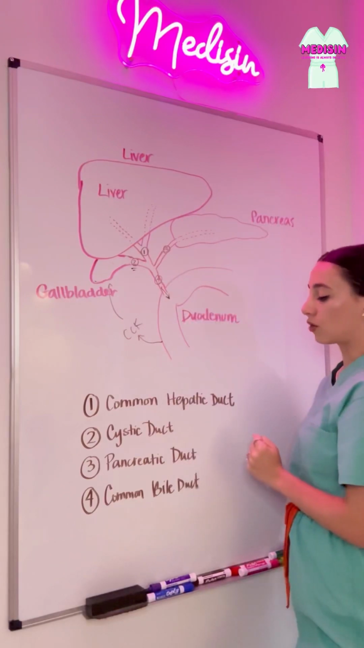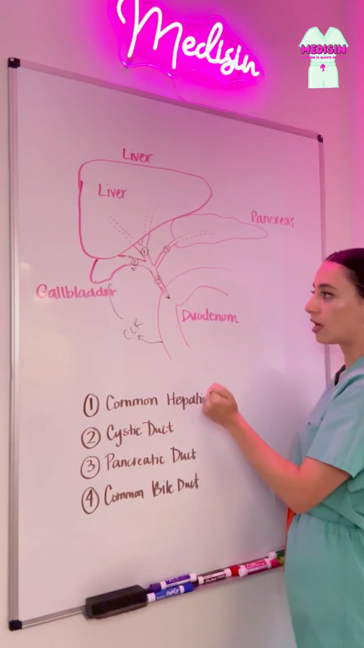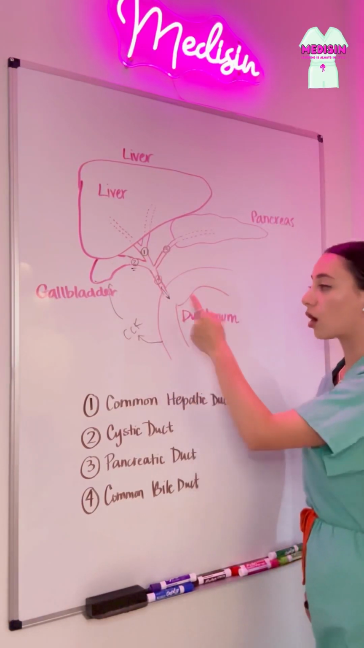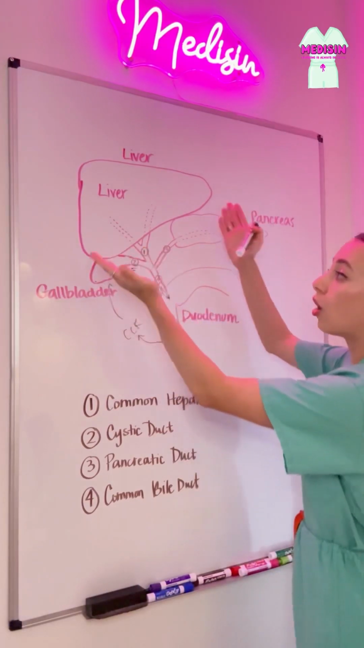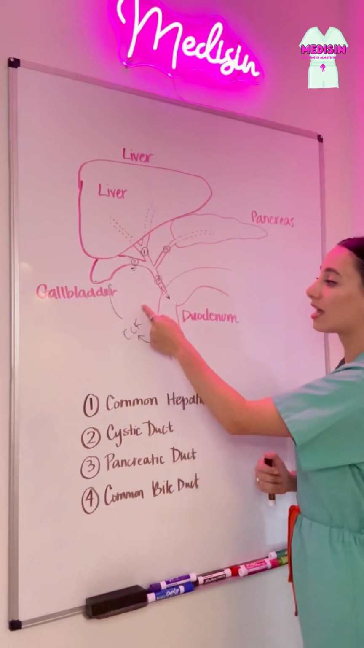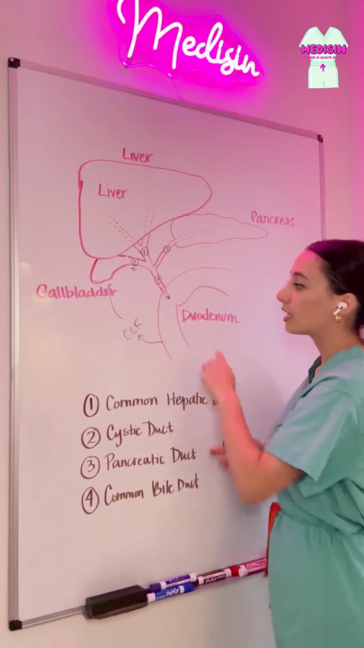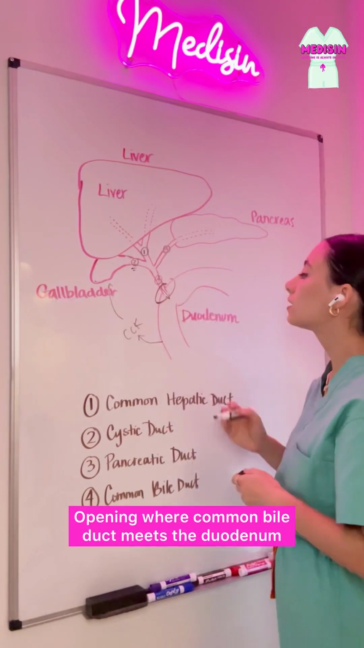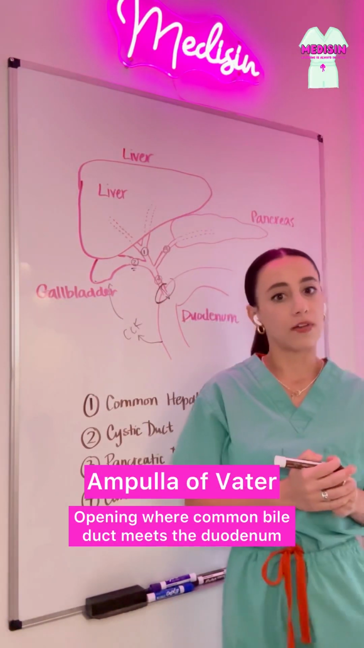Number 3 is the pancreatic duct, which directly connects to the pancreas. And at number 4, we have the common bile duct, which is common to all of the ducts of the biliary system and leads to the duodenum. Right here, the opening where the common bile duct meets the duodenum is called the ampulla of Vater.